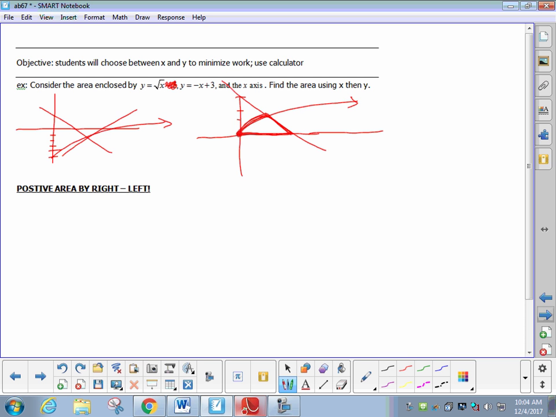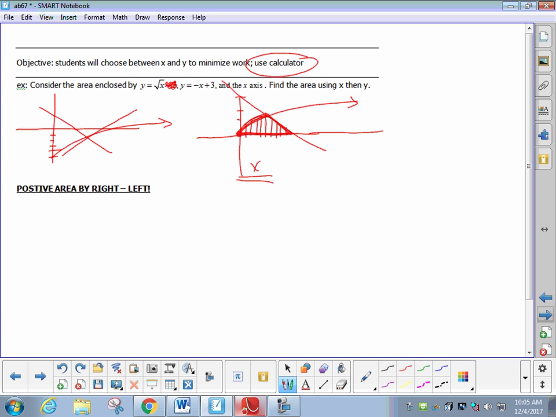If I use x, then my rectangles will look like this. Is this going to be pretty or pretty ugly? It's not going to be pretty, is it? Oh well, we'll deal with it. We'll use our calculator. It says use a calculator. All right, so here we go.